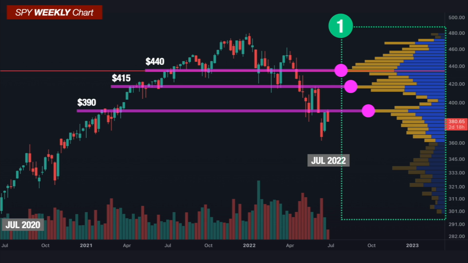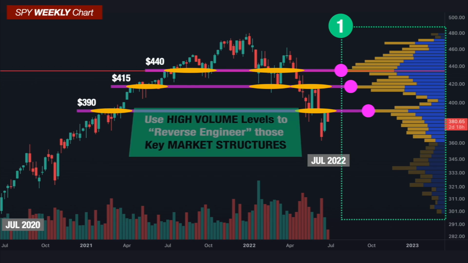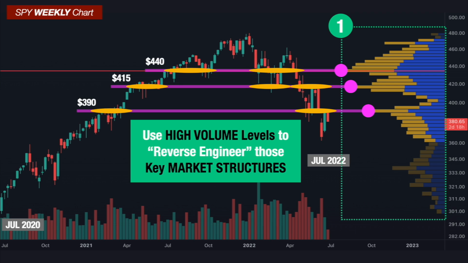Those key market structures, or oftentimes we call them the support and the resistance, are exactly places where a lot of trades were made between buyers and sellers, and those are the key levels we should be paying the most attention to. With the volume profile indicator, we can sort of do the reverse engineering. We can start from where the highest volume levels are and find those key price levels where the most trades happened with the highest volume.